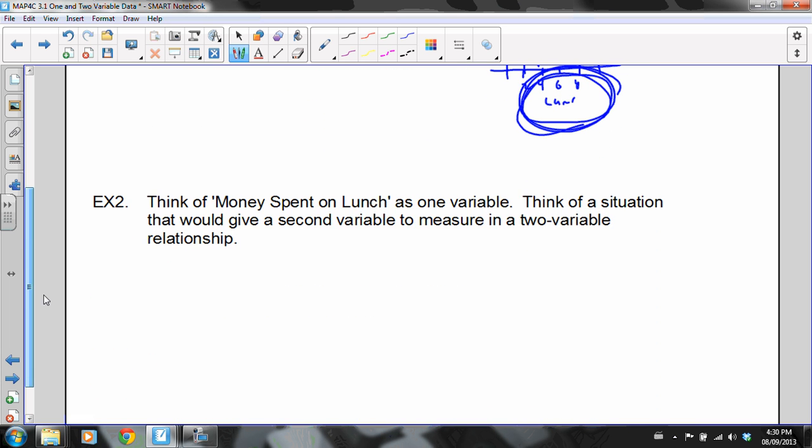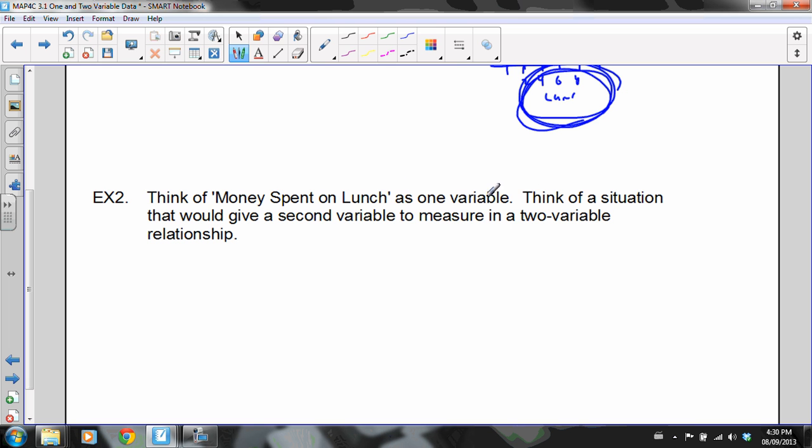What do we ask for in number 2? Think of money spent as one variable. Think of a situation that would give a second variable to measure. Well, if one of the variables is money spent on lunch, then what might be a second one that we might be interested in measuring? Maybe we'd think that if you make more money on your job, you spend more money on lunch, right? So maybe the second variable might be something like the money earned at your part-time job.